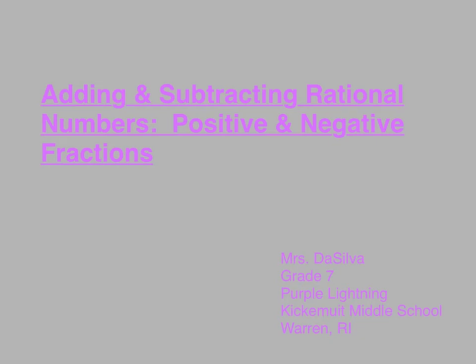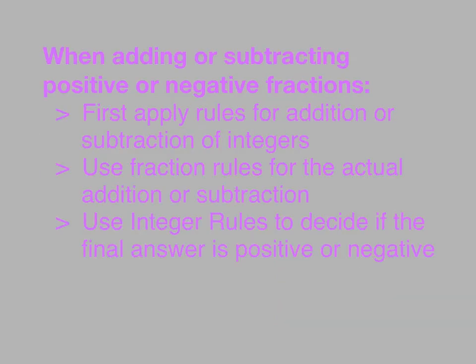So the next thing that we need to look at is adding and subtracting positive and negative fractions as we go through our rational number operations. Just like when we added and subtracted decimals, the first thing we want to do is apply those rules for addition or subtraction of integers so that we know if we're adding or subtracting those fractions. Then, of course, we use the fraction rules that we're already very familiar with for the actual addition or subtraction. And then finally, to get our final answer, we use our integer rules to decide if the final answer is positive or negative.